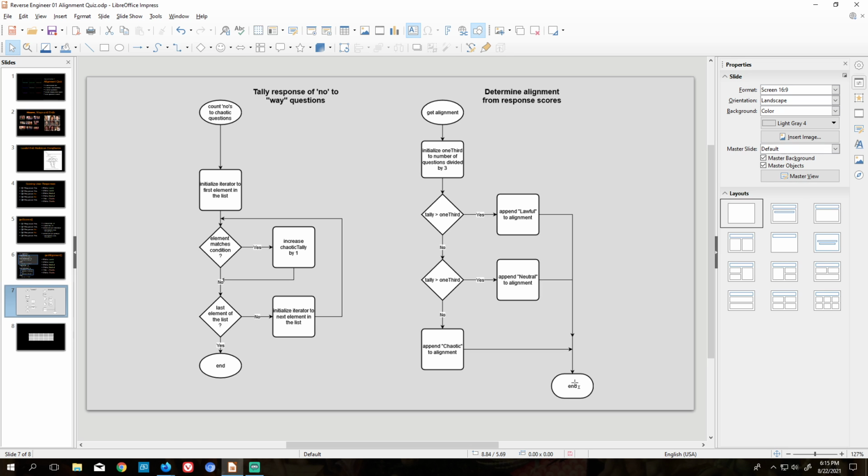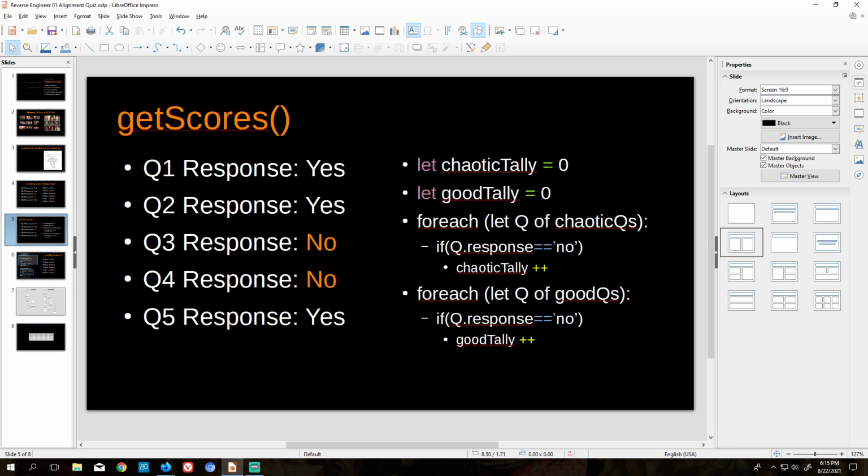And that's how you get an alignment based on how many times you answered no to a chaotic question or a lawful question, one of those 5 questions. And that's pretty much exactly what you can see in these code examples that I wrote. And this is what we're going to do in just a minute.